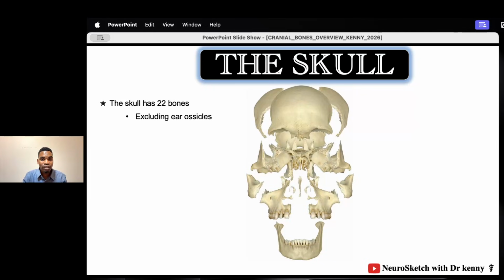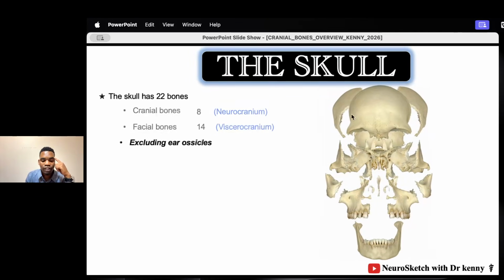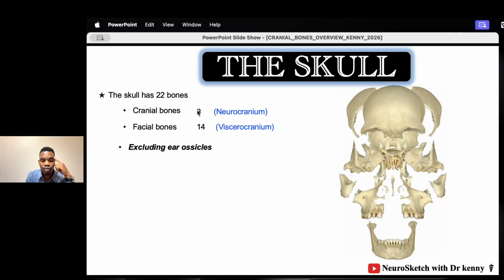And out of these 22 that are forming the skull, 8 of them are forming the so-called neurocranium. And so these 8 bones are referred to as the cranial bones. And then the rest, 14 to make 22, are forming the visceral cranium, and these bones are also referred to as the facial bones. So we have 8 cranial bones and 14 facial bones. If you can remember, our topic of discussion today is the cranial bones. So forget about facial bones.